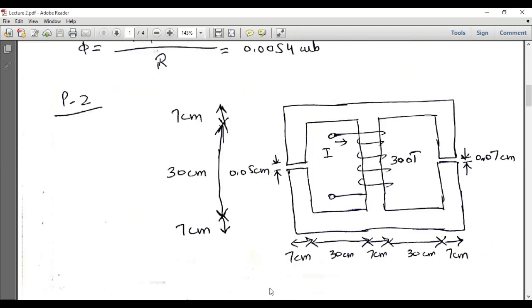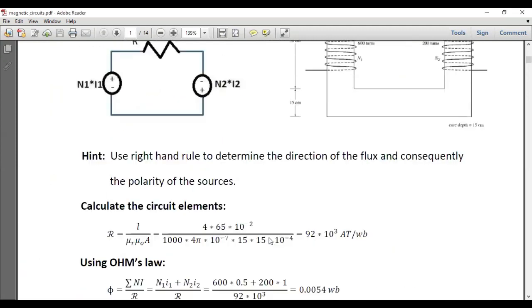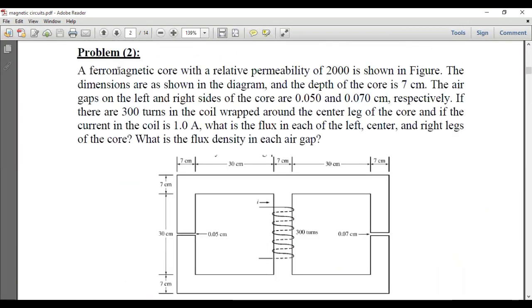Now we are moving towards the second problem, and the problem statement of the second example is given in this slide. This is a ferromagnetic core, and we have a winding at the central leg. Its relative permeability is given as 2000, and 300 turns are available for this winding. There is an air gap of 0.05 centimeter for the left leg, and an air gap of 0.07 centimeters for the right leg. 7 centimeter is the width of each branch, and the length of this branch is 30 centimeters.